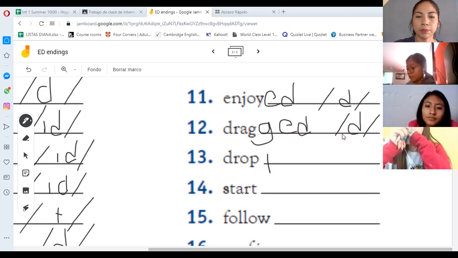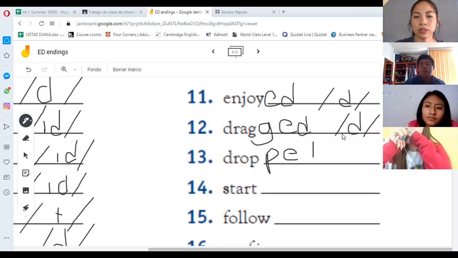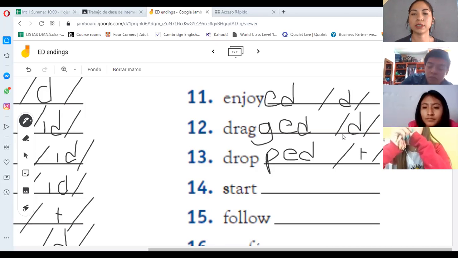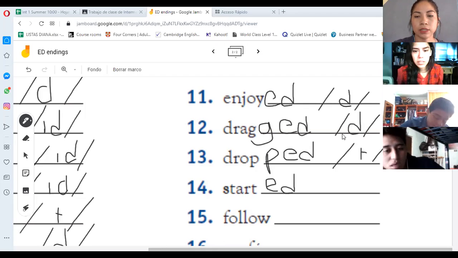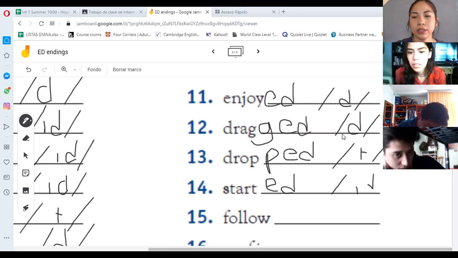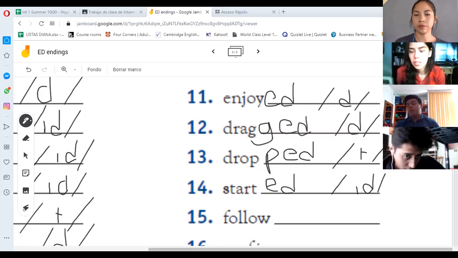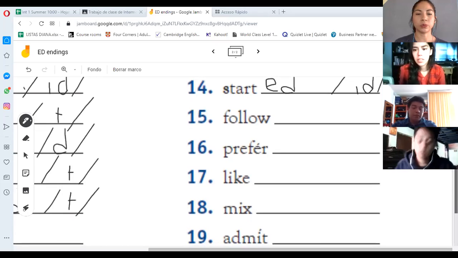Trapped. T or D? D. Trapped. ¿La P hace vibración? No. So we pronounce T. Trapped. Start. Ya terminé en T. Started. Very good. Then followed.